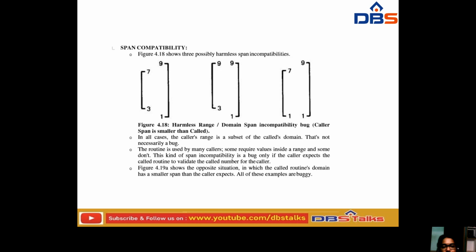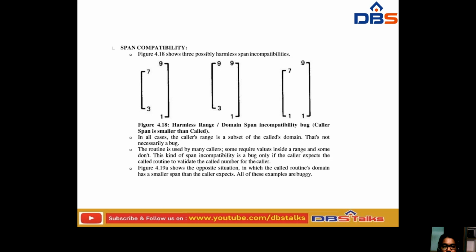So in the case of the caller's range being a subset of the called domain, that is not necessarily a bug. We can say that it may be a bug, but necessarily it may not be. Sometimes the routine may be used by many callers. So some callers require values that are present inside a range and some don't. This kind of span incompatibility is a bug only if the caller expects the called routine to validate the called number of the caller.